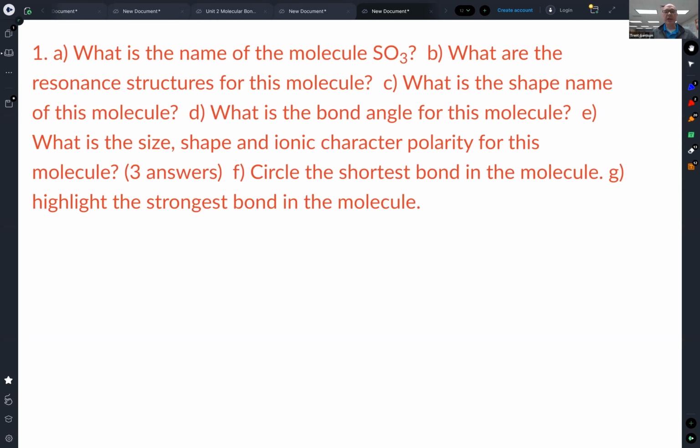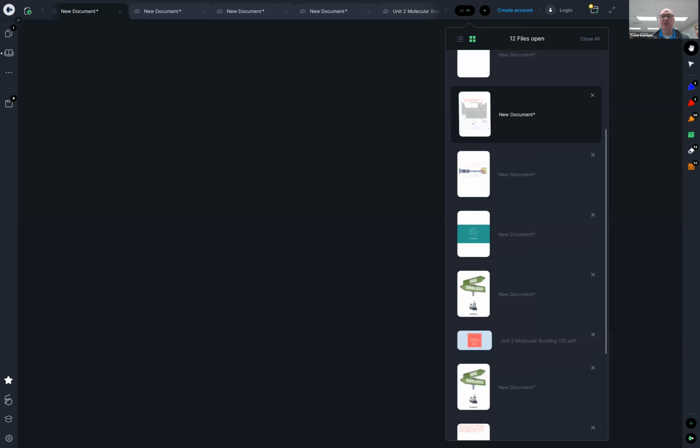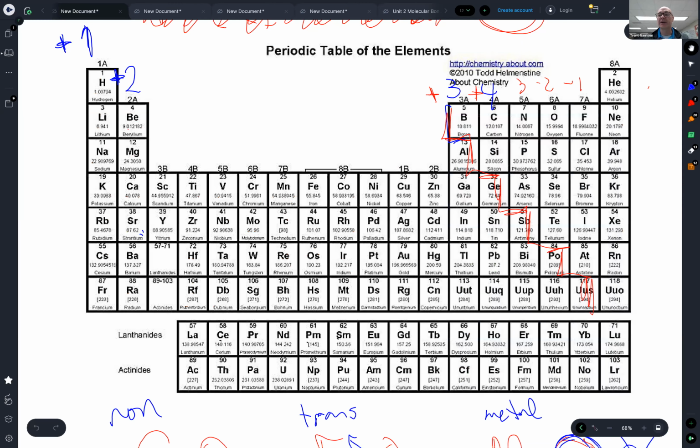So SO3 is our molecule. What's the name of this thing? Well, first off, we need to look at what the atoms are. That should be our first task whenever we get into these naming routines. So sulfur and oxygen are both over on the right-hand side, and so they're both nonmetals. So their naming routine is going to need to have prefixes.